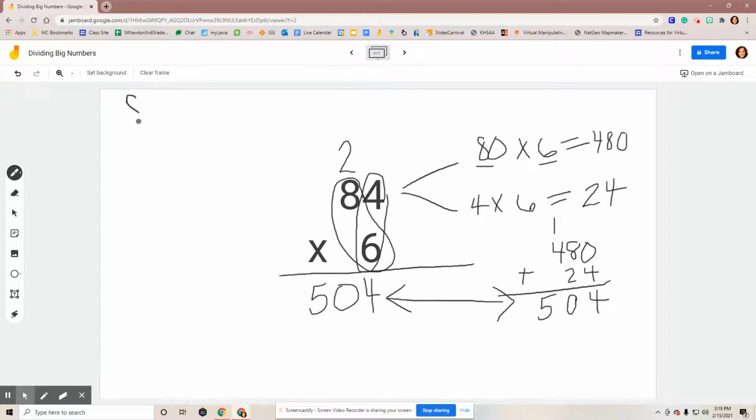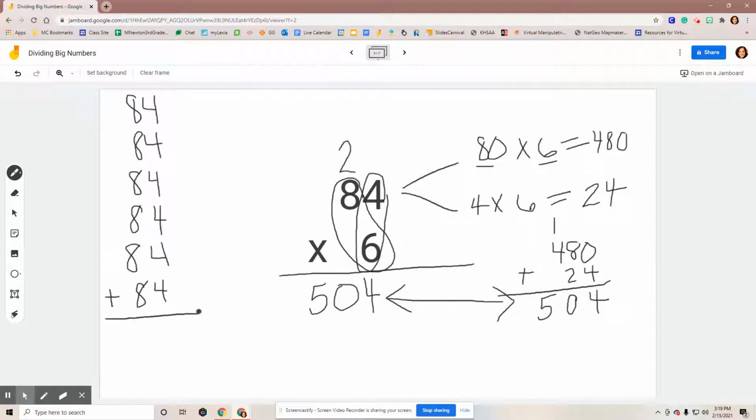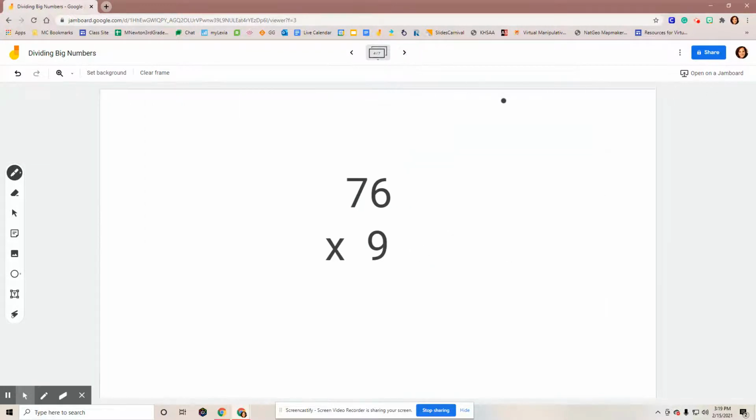Or if you really want to make things complicated, you could have done 84 plus 84 plus 84 plus 84 plus 84 plus 84. Because we know that 84 times 6 is just 6 groups of 84, or 84 groups of 6. Okay, one more example like that.